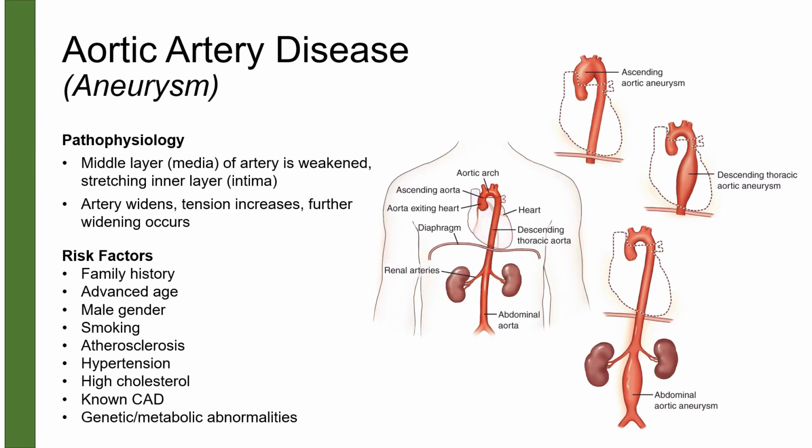Moving on to aortic artery disease. So we're talking about the aorta, and in the picture you can see the aorta starts when it leaves the left side of our heart, and it goes all the way down to our abdominal aorta here, right before it splits into the femoral arteries.